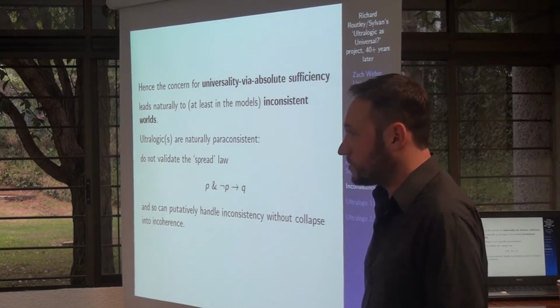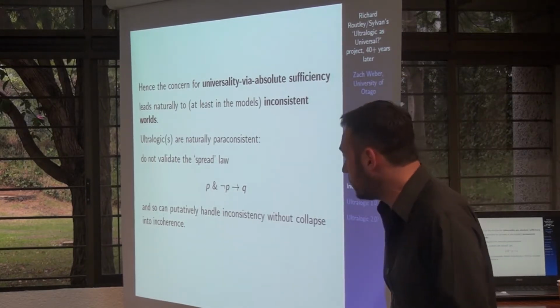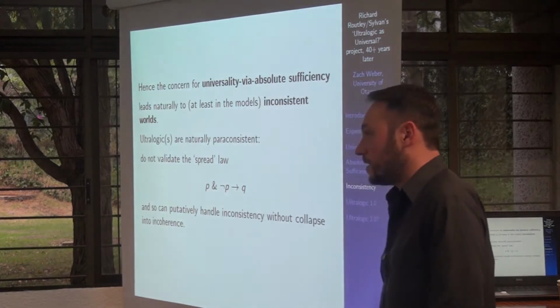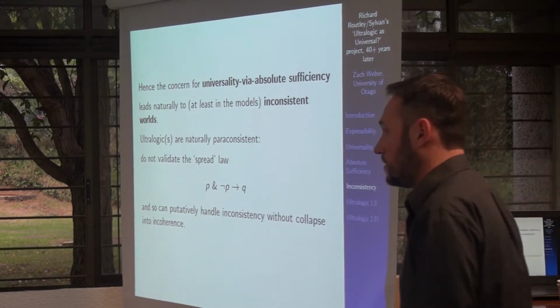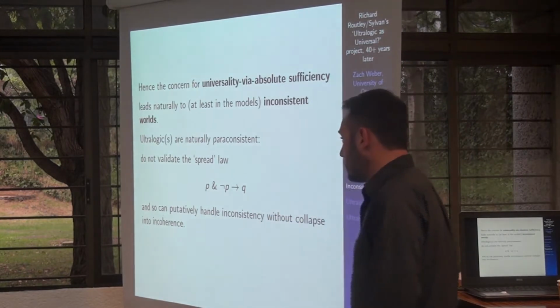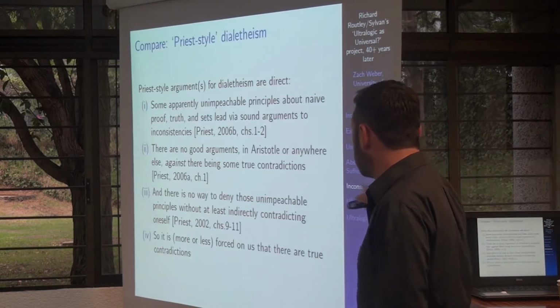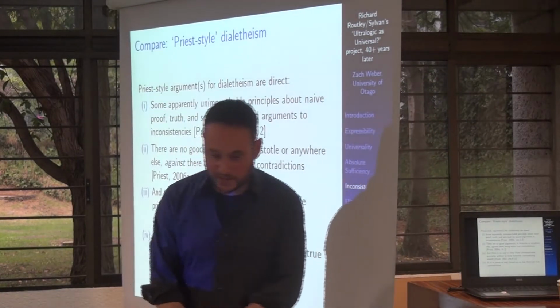So I want to say the concern for universality via absolute sufficiency leads naturally to inconsistent worlds, which makes ultralogics just naturally paraconsistent, naturally relevant, so they don't validate the spread law that any contradiction entails anything. And you can handle inconsistency without collapse. So that brings us to inconsistency. So how does Routley end up with inconsistency?